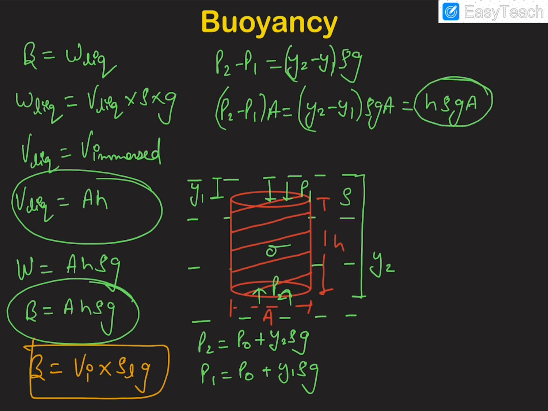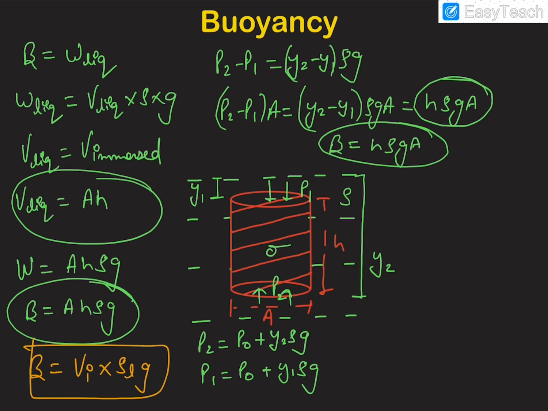This is the force developed due to this pressure difference, and you can see that this buoyancy is numerically equal to this force h rho GA. Okay, so we can say that numerically the difference of the force developed due to this pressure difference is equal to the buoyancy.